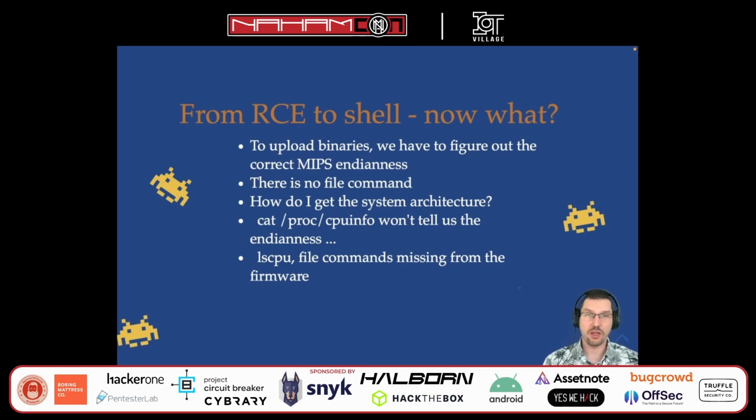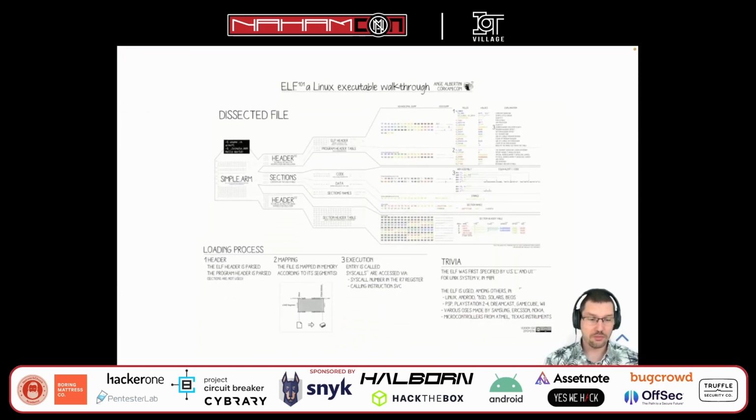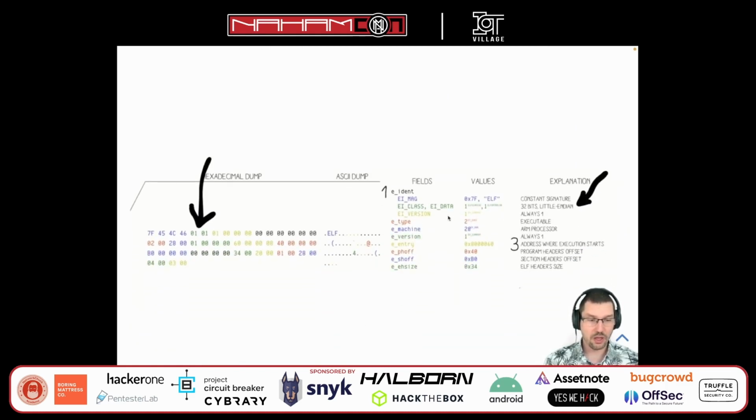Clearly, as there are only two different options for MIPS, big or little-endian, I could have brute forced it, but I wanted to do this in a proper way. If you look at the ELF binary and how it's constructed, at the very beginning of the ELF, you can see this EI_CLASS, EI_DATA section, which explains that, hey, this is a 32-bit little-endian ELF binary.